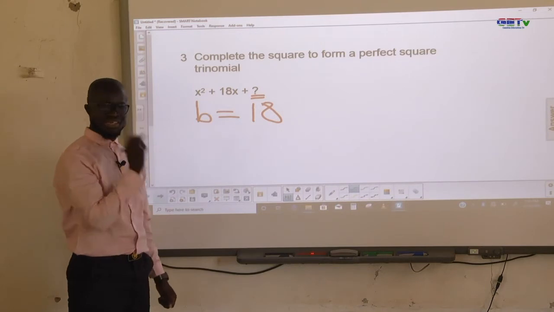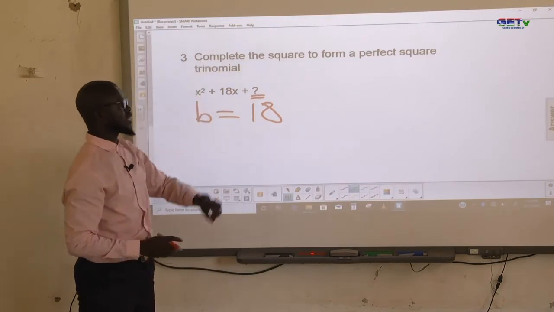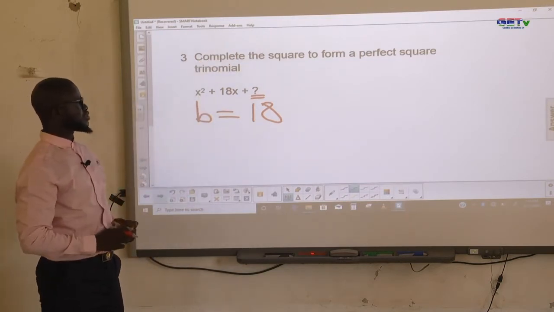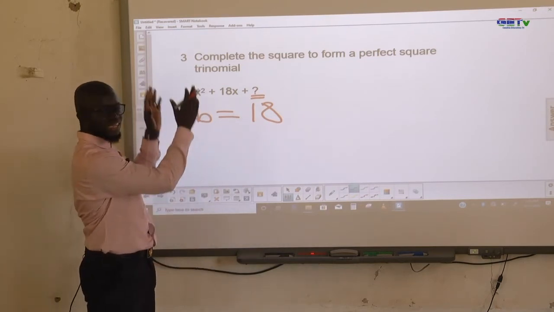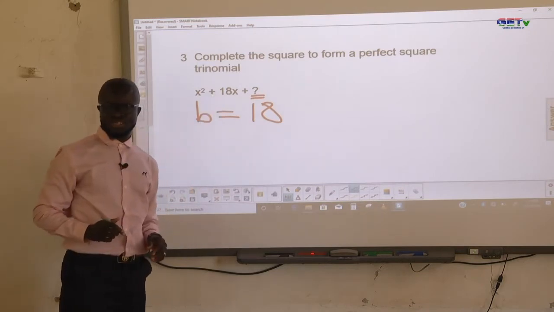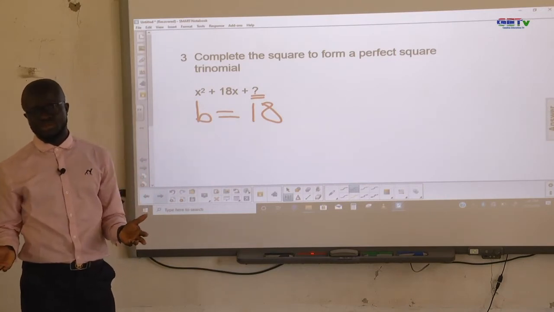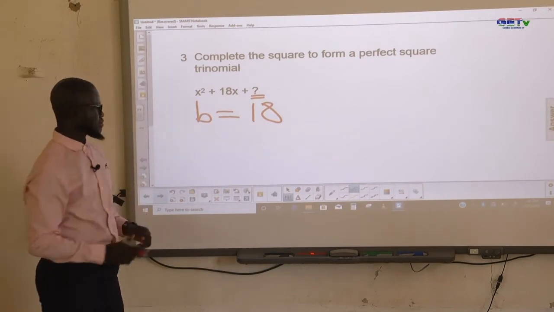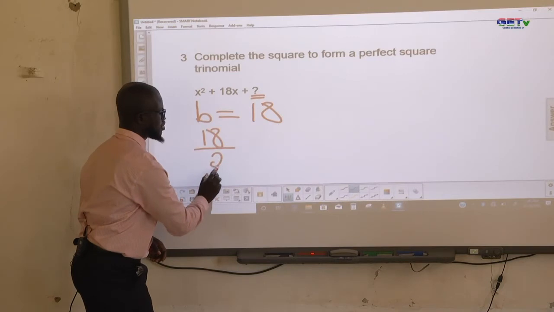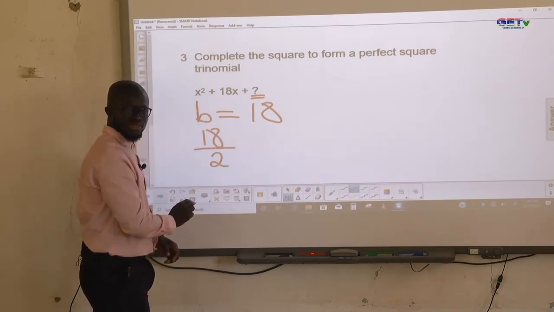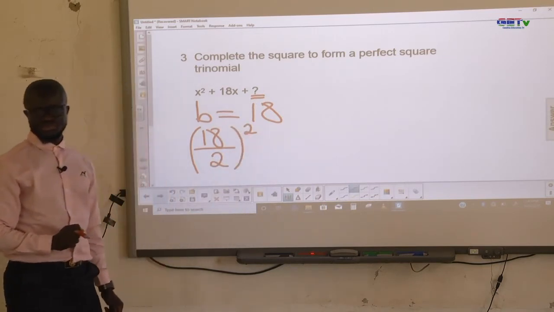If b equals 18, what number can we put in place of the question mark that would make the expression a perfect square trinomial? We must follow those steps that I gave in getting the answer that is fit for that blank space. Now that the value of b is known, what should be our next step? He said we have to divide 18 by 2. And what next? We square the result. Wonderful. I like that.